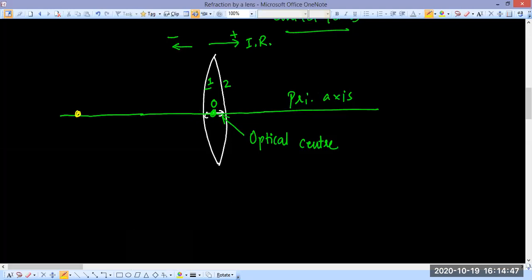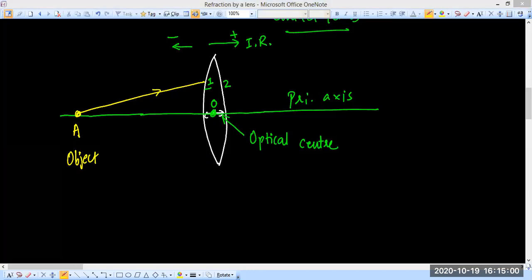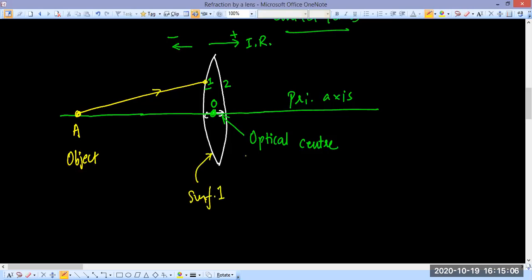Because let's say there is an object here, let's say A is the object. Light from the object will fall on which surface first? On the left surface. Make sense? Light from the object falls on the left surface first, so that's why I call this surface 1, and that's why I call this surface 2. These are the basic things.